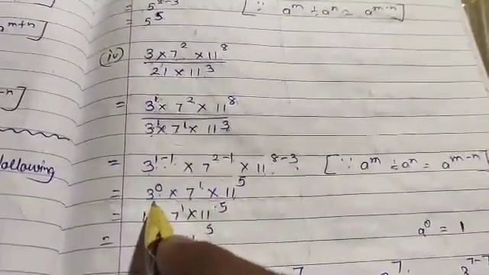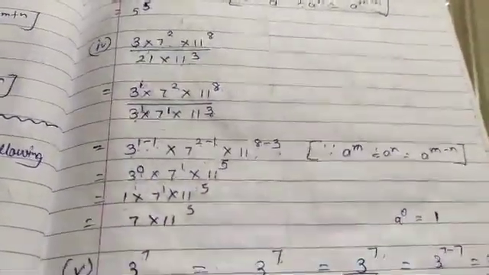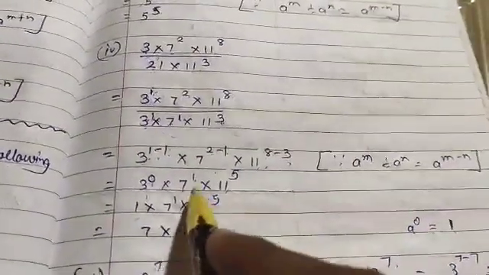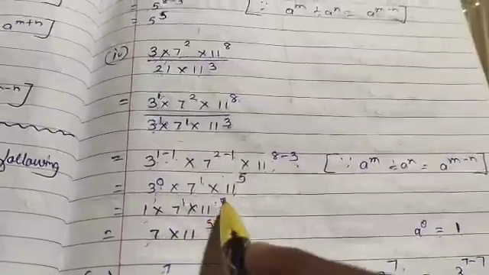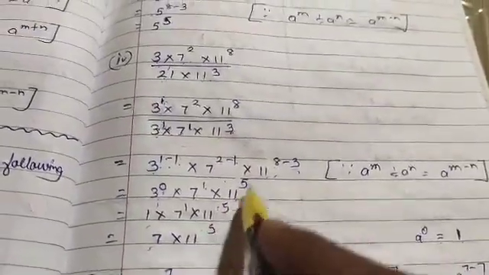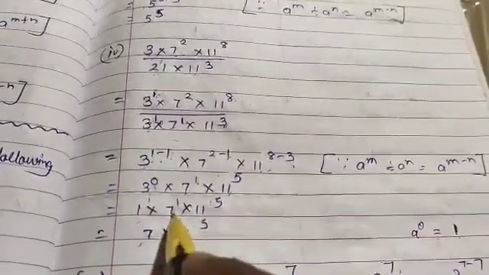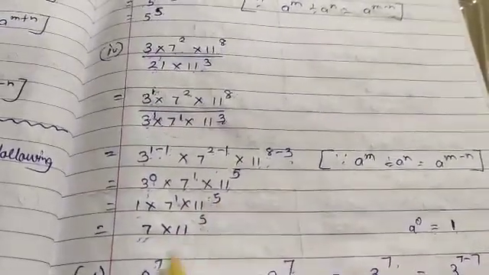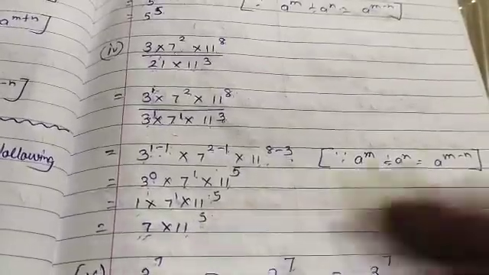Then the value of 3 raised to the power 0 is 1, as we all know that a raised to the power 0 is always equal to 1. Then 7 raised to the power 1 is 7 only. 11 raised to the power 5, since 8 minus 3 is 5. Then finally what is left is 7 raised to the power 1, which is 7 only, and 11 raised to the power 5, that is 7 multiplied by 11 raised to the power 5.